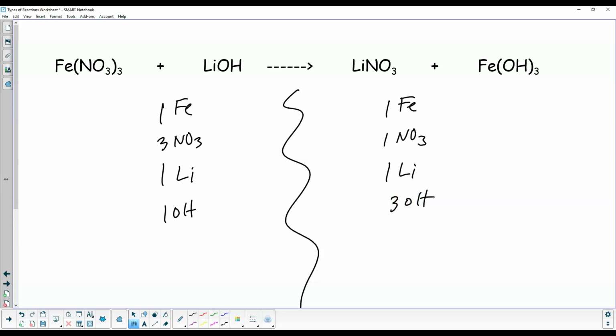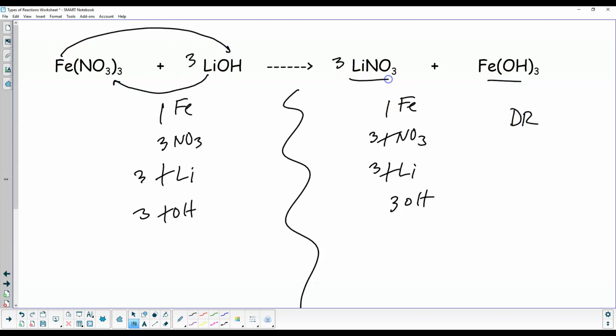I'd probably start by putting a 3 here to balance the nitrates. That's going to turn my lithium into 3. 3 in front of the lithium. Lithium becomes 3. Hydroxide becomes 3. We're balanced. Okay. This is another double replacement because iron is going with hydroxide, right? Lithium goes with nitrate. So 2 compounds forming 2 new compounds, double replacement.